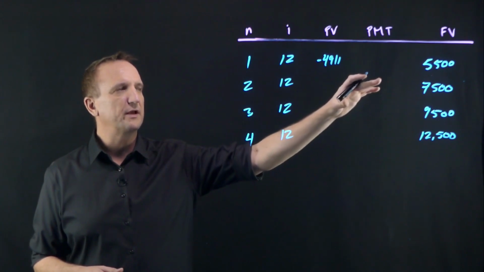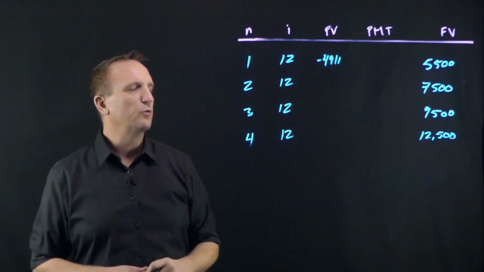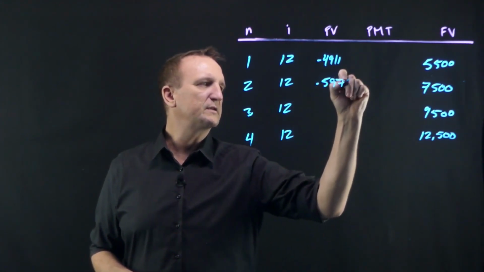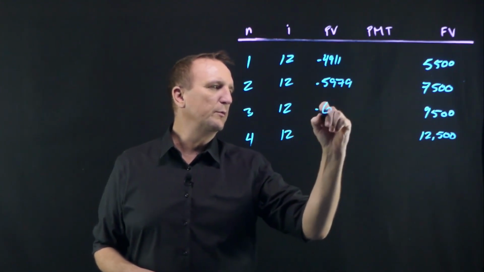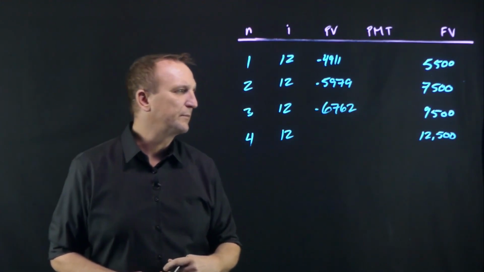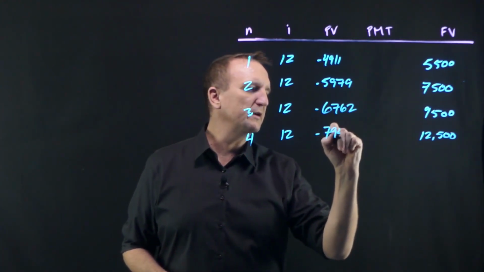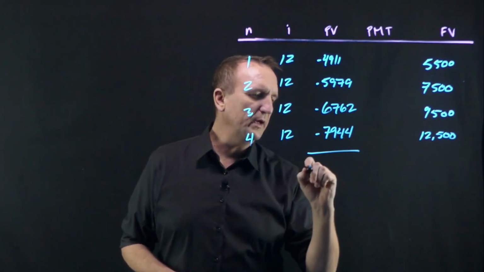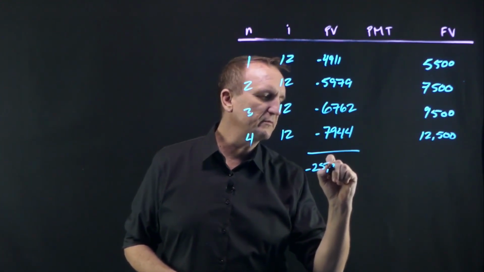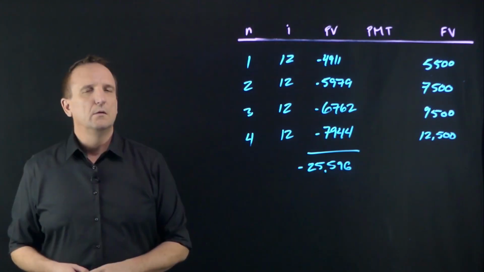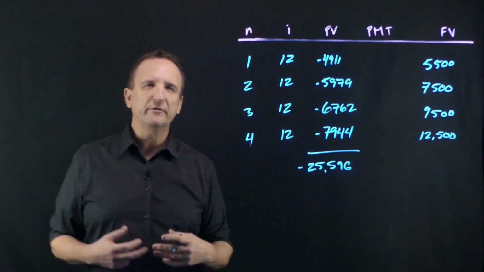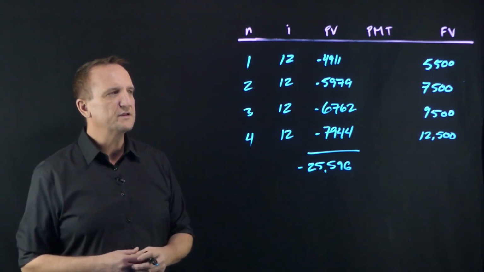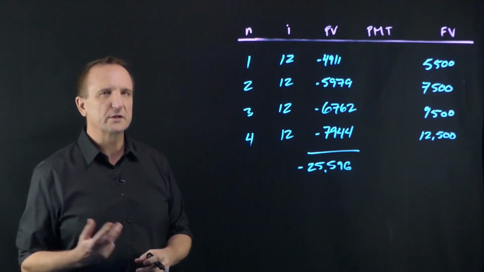The first year investment, if it was by itself, would be worth $4,911 today. The second one would be worth $5,979 today. The third one would be worth $6,762 today. And the fourth one would be worth $7,944 today. If we add all of those up, we get a value today of $25,596. Now, the second part of this question asks, what if that required return was monthly compounding? And then what would each of these investments be worth at that point? So let's take a look.